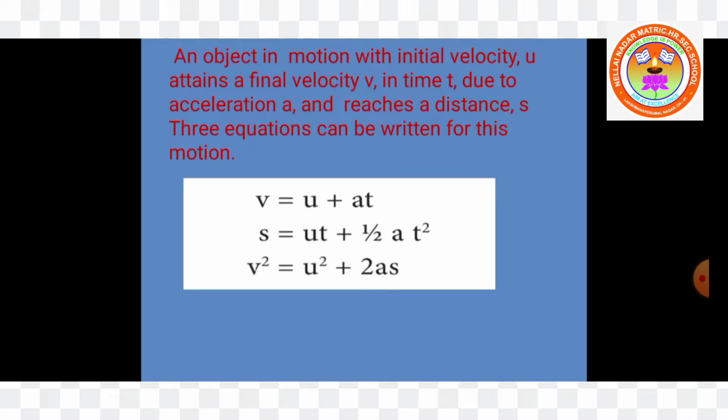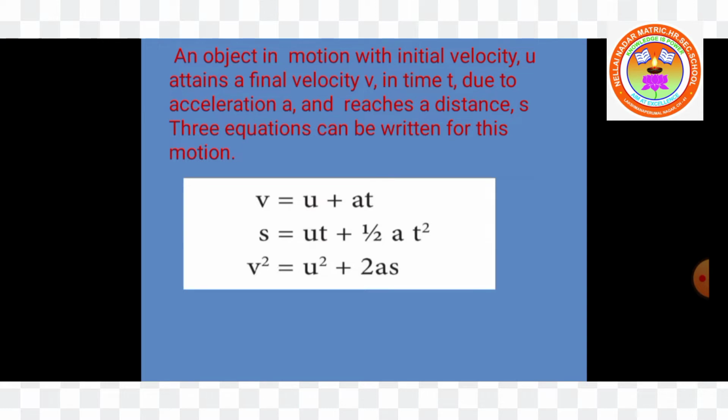The next equation is used to calculate the displacement of the object, that is s is equal to ut plus half of at square. Here s is the displacement of the object, u is the initial velocity, t is the time taken by the object, and a is the acceleration of the object. So the displacement s is equal to ut plus half of at square.